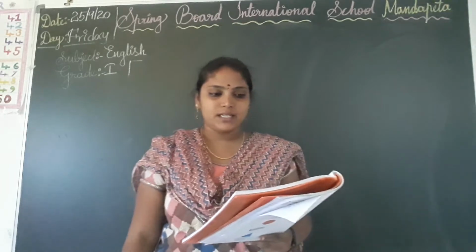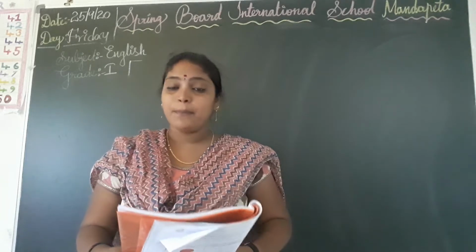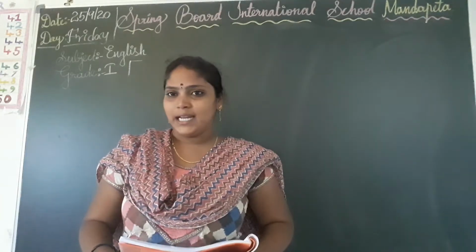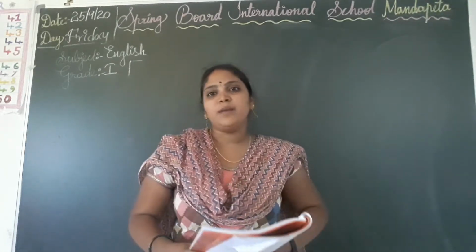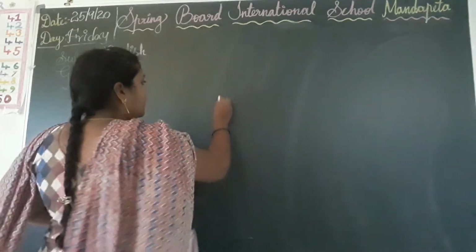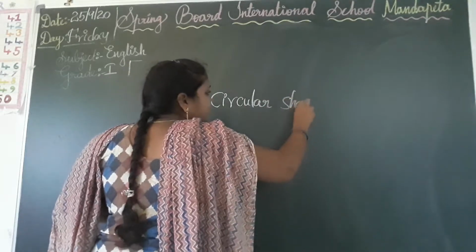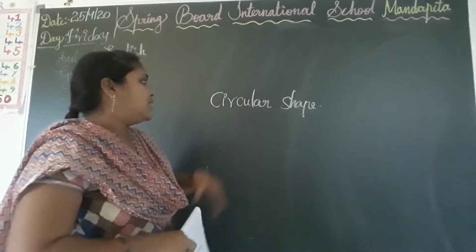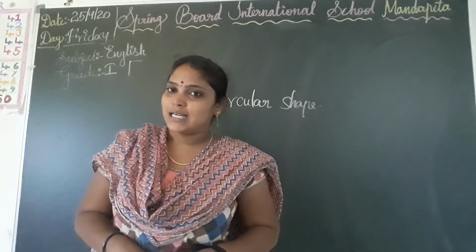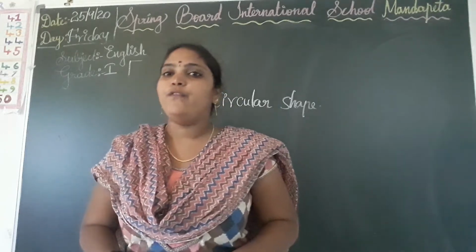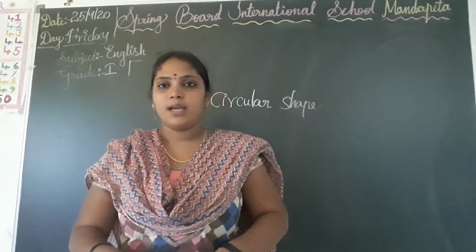Next 2.17. What is the shape of a wheel in a bus? Why is it that shape? Share in class. Okay. Can anyone tell what is the shape of the bus wheel? So the shape of the bus wheel is circular. Okay. So wheels are circular in shape. Why is it that shape? Circular wheels move very fast. So that's why wheels are made in a circular shape.